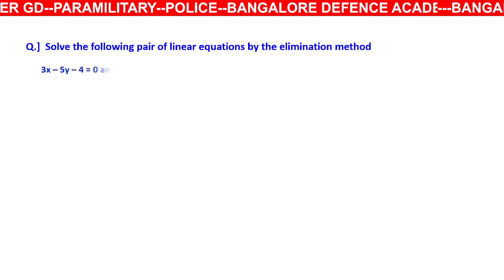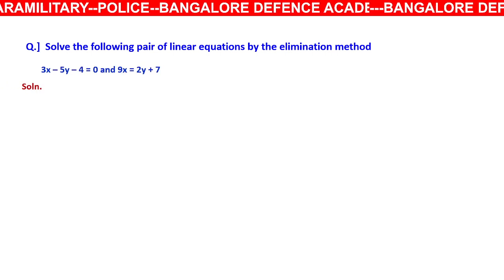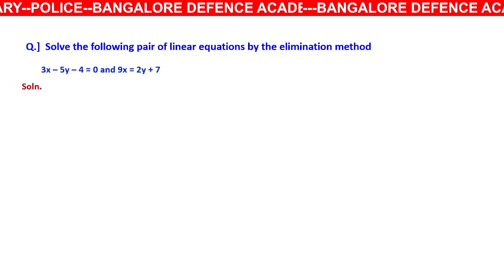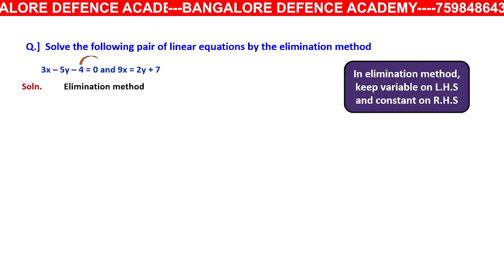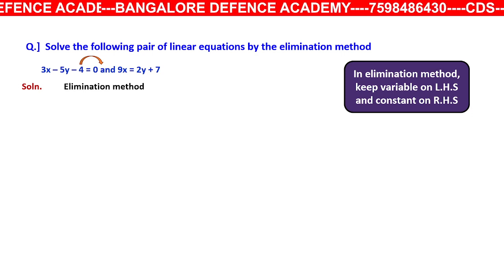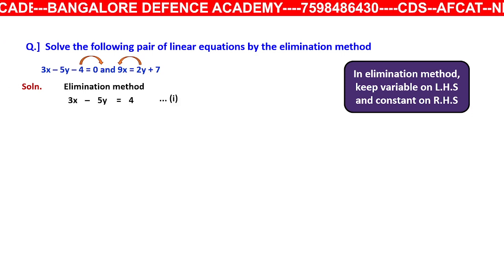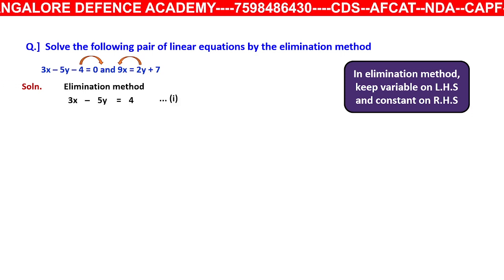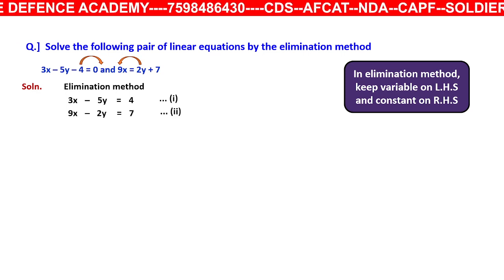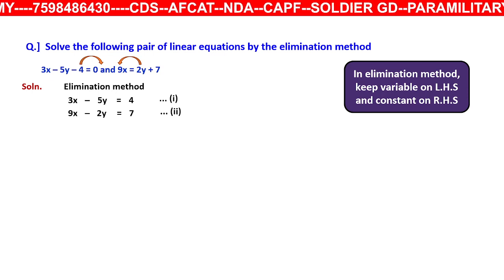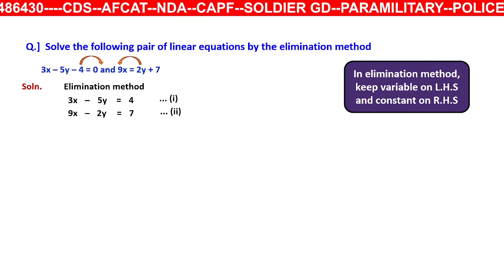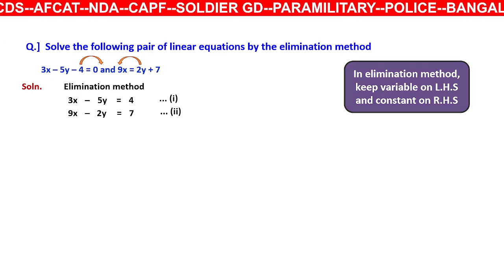Next, 3x minus 5y minus 4 is equal to 0 and 9x is equal to 2y plus 7. So with the elimination method, first the constant should go to the right hand side. It becomes 3x minus 5y is equal to 4, and this becomes 9x minus 2y is equal to 7. Always write the x variable below the x variable, the y variable below the y variable and the constant below the constant.